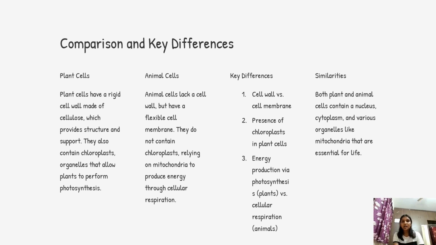Key differences are the cell wall and the cell membrane, the presence of chloroplast in plant cells, and the energy production via chloroplasts in plants and cellular respiration in animals. And the similarities are both plant and animal cells contain nucleus, cytoplasm, and other various cell organelles like mitochondria, which are essential for life.